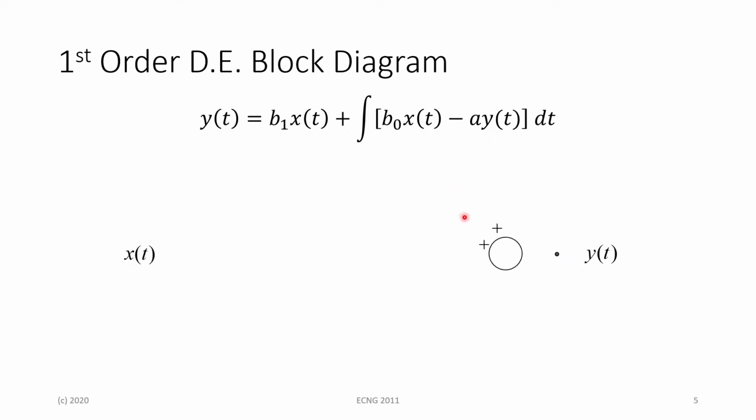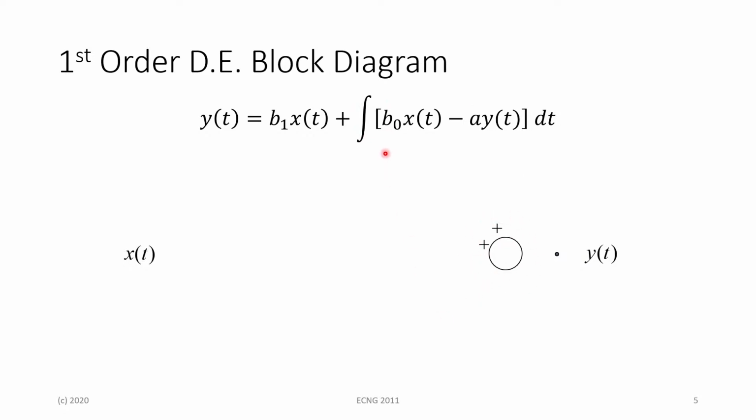So we know that this b1 x of t being our first component here, and the integral part here, with the brackets being our second component here, is connected by this plus sign here. So we basically draw a summation point, or summation junction, to map the addition of this b1 x of t signal and the output of the integral part as such. So this is the reason for this summation point here.